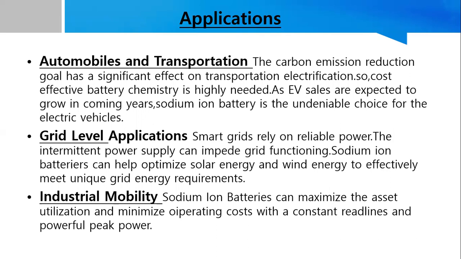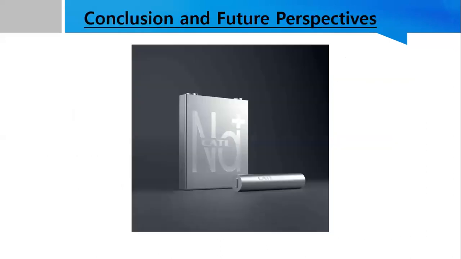Smart grids rely on reliable power. The intermittent power supply can impede grid functioning. Sodium ion batteries can help optimize solar energy and wind energy to effectively meet unique grid energy requirements. Now we are going to talk about industrial mobility. Sodium ion batteries can maximize asset utilization and minimize operating costs with constant red lines and powerful peak power. So this was the description of the applications. What are the uses where it can be used? Moving towards the next slide.